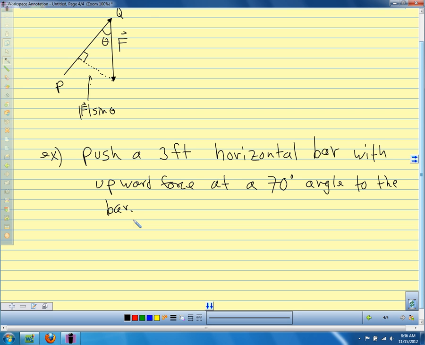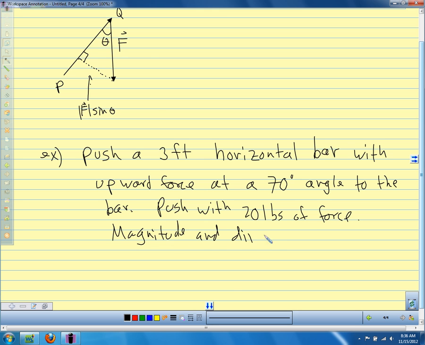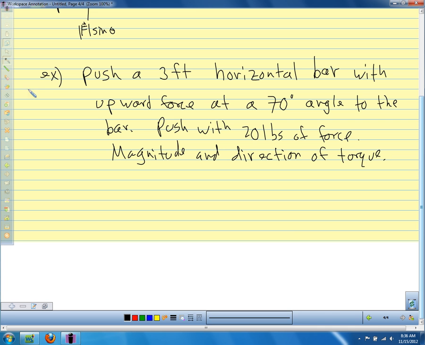If we're pushing with 20 pounds of force, we want to know the magnitude and the direction of the torque. So I always like to draw a little diagram when I'm doing these kinds of problems.